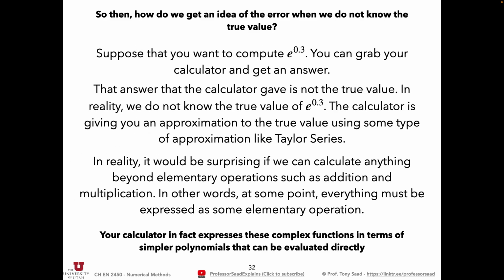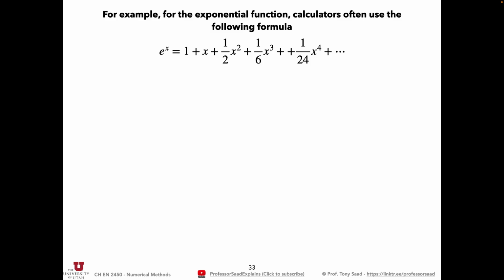And so in reality, your calculator expresses all of these complex functions in terms of simpler polynomials. And one of those polynomials comes from the Taylor series, and you've probably seen this in high school, and that's the classic formula for the exponential function. You see, the e to the power x, we don't know how to compute that. You have to express it in terms of elementary operations, additions and multiplications. And this is the formula here, 1 plus x plus x squared over 2 plus x cubed over 6 plus x to the 4 over 24, and so on. And your calculator keeps adding those numbers until it hits a very, very high accuracy, okay? And we call that the truth, okay?